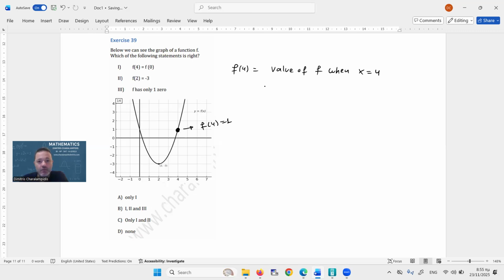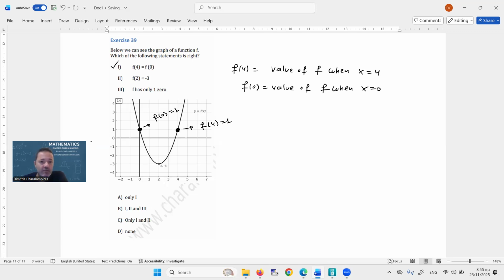f of 0 similarly means the value of f when x is 0. So when x is 0, we are here. f of 0 is also 1. So the first one is correct.